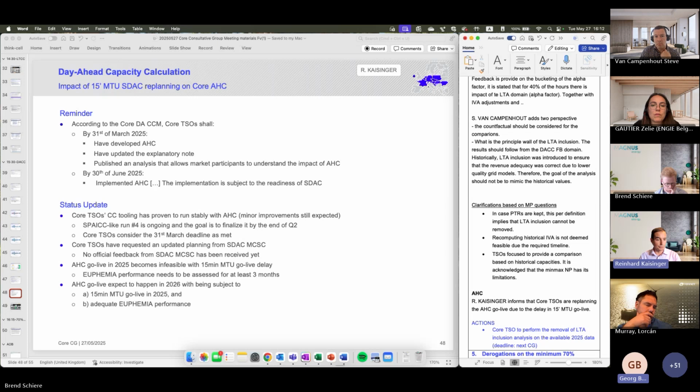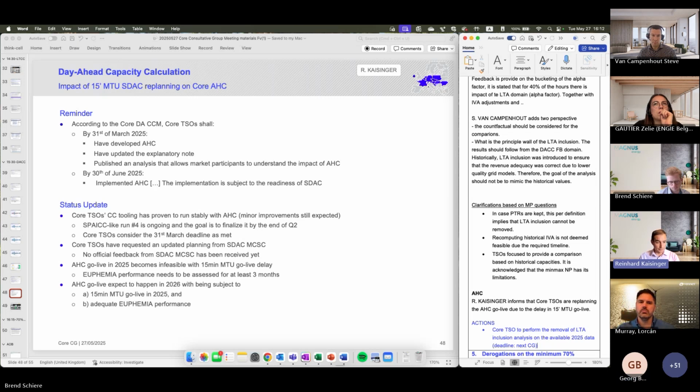Then there was the requirement to update the explanatory note that went together with this amendment, and then have published an analysis on the impacts so that market participants can understand the impact of AHC, and also that by June 30th this year have AHC implemented in terms of allocation as well, this being subject to readiness of STAC.